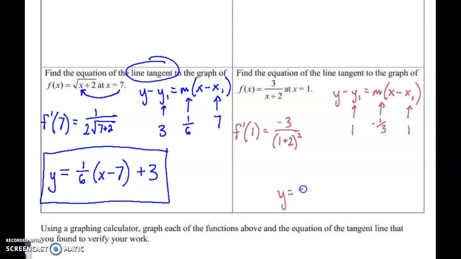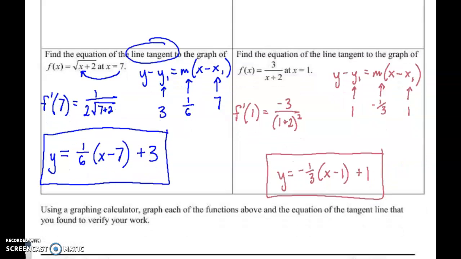Y equals negative 1/3 times x minus 1, and then instead of minus 1 there, just add 1 to the right side. That's how they prefer. Also, don't forget about multiple choice questions. They might simplify this in a multiple choice question, and you just have to perform the arithmetic. I'm going to leave this up to you to use your graphing calculator to verify that those are correct answers. And then I'll come back to finish these notes.